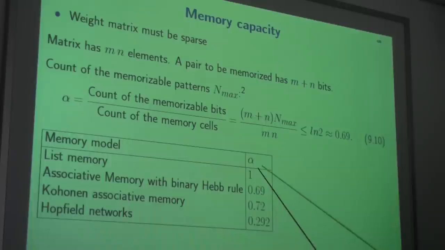Here we have a comparison of the models we have seen already. The list memory has an alpha of 1. The associative memory we have seen right here, with the binary Hebb rule, has 0.69. The Kohonen associative memory, which was the linear variant, has 0.72. And the Hopfield networks have 0.29-something. So you see, this extremely simple model is almost as good as our linear model, where we store the exact values of the sums.